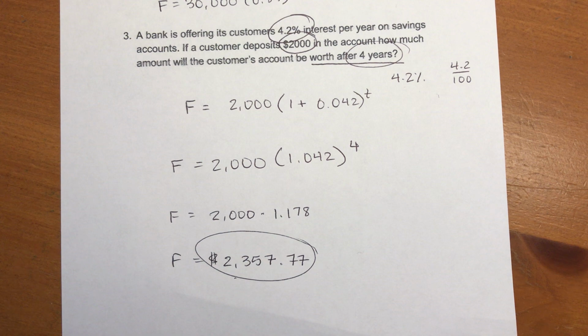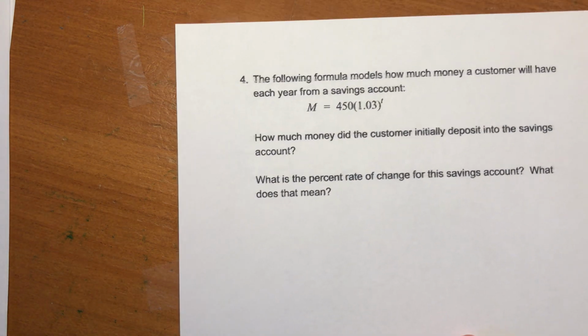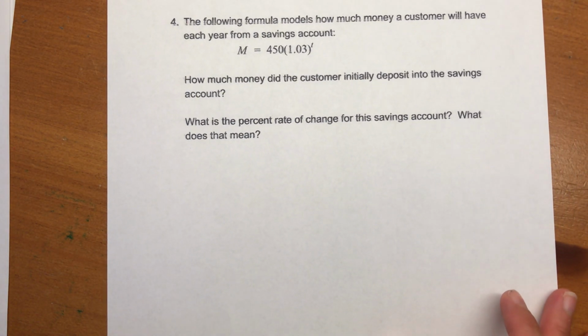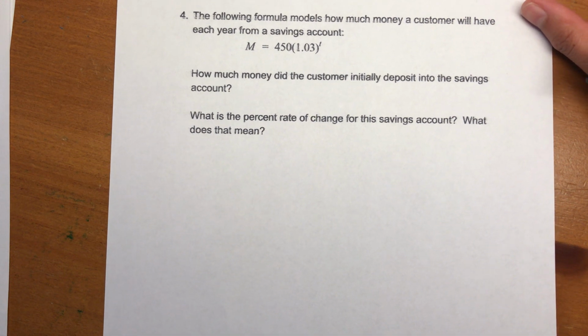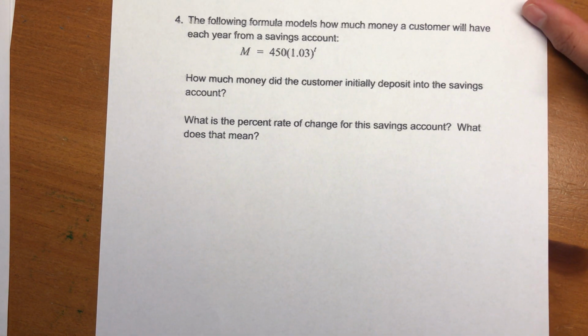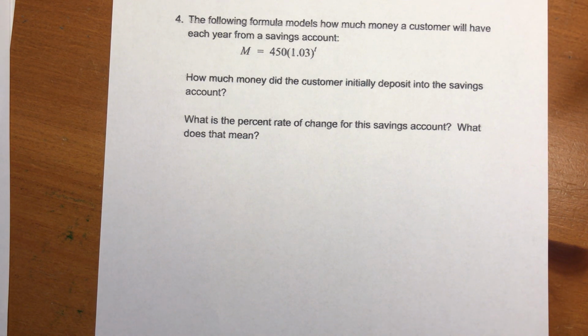All right, one more example just to make sure we've got the understanding, because this one is going to be interpreting a little differently. So the following formula models how much money a customer will have each year from a savings account. M equals 450 times 1.03 to the T. How much money did the customer initially deposit into the savings account?